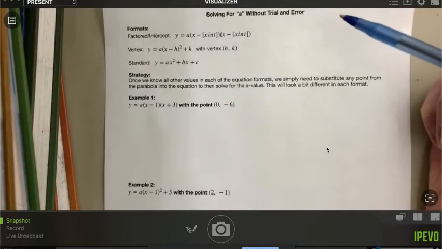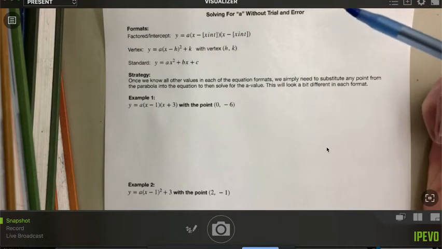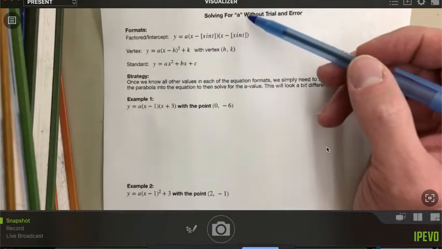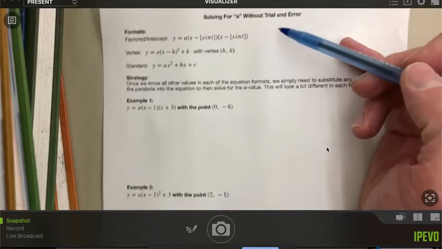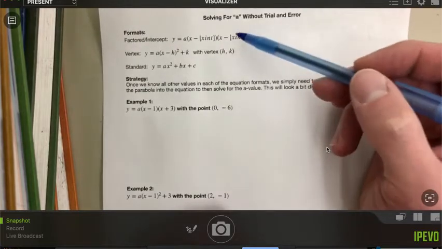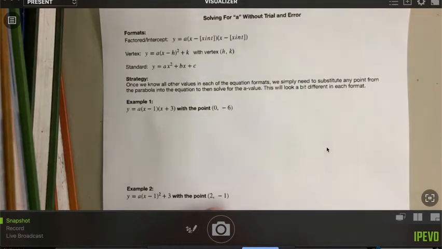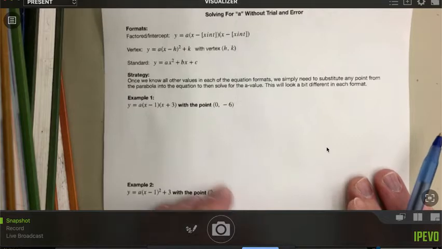So today we're really going to focus on one idea that people have asked about a few times now. And it's how do you come up with the A value without trial and error? Previously I had you figure out the vertex or the x-intercepts and then kind of experiment until you got the correct value for A. So today we're going to look at how do you solve for that without having to guess.